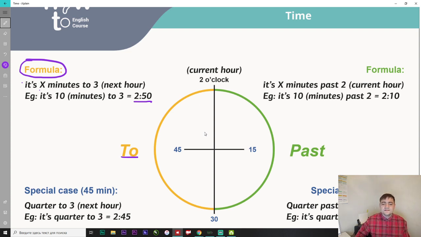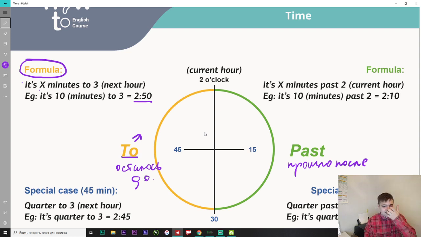So what does to mean? In Russian, to means осталось до. Okay? So if past это прошло после, to means осталось до.